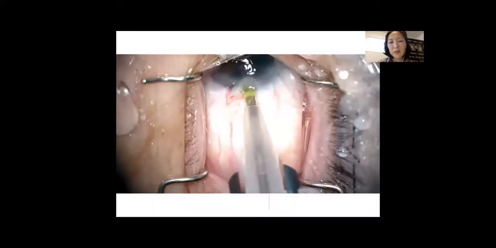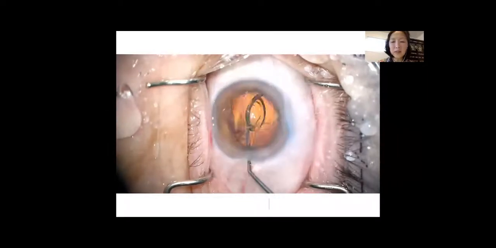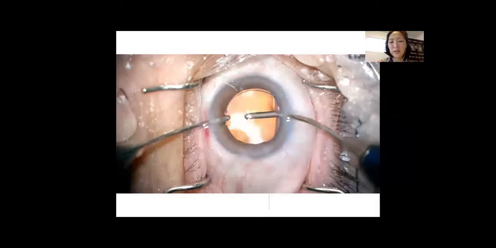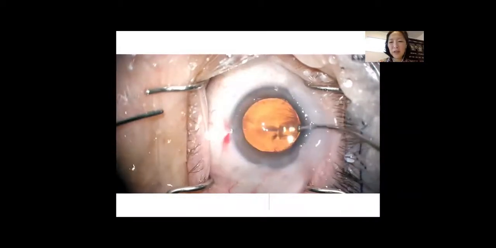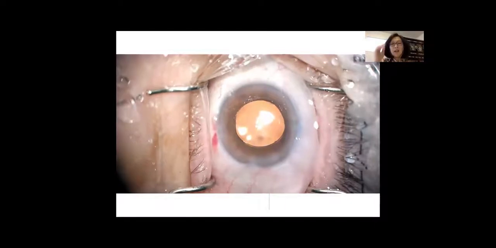And here, this is injection of a one-piece Acrosoft lens, inserting into the capsular bag, and removing viscoelastic with bimanual irrigation and aspiration. So I just wanted to show a very straightforward case, so we have a starting point to talk about and to work from.